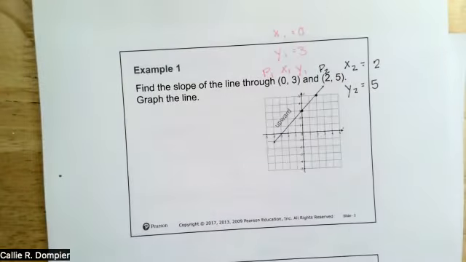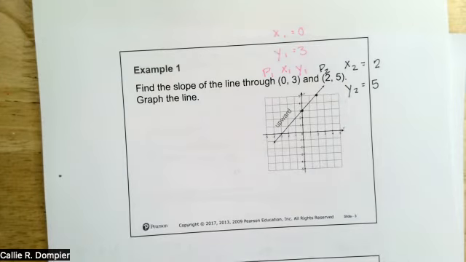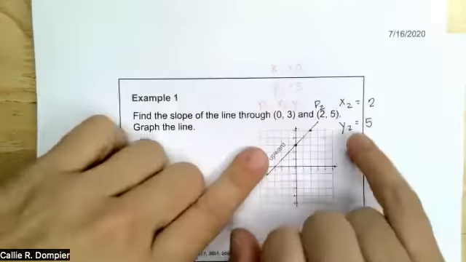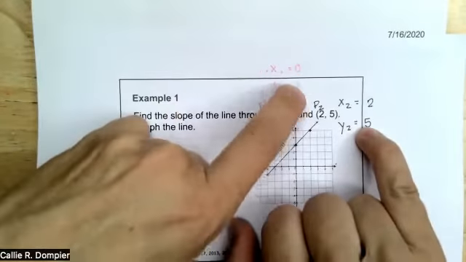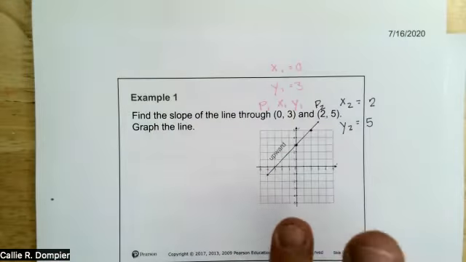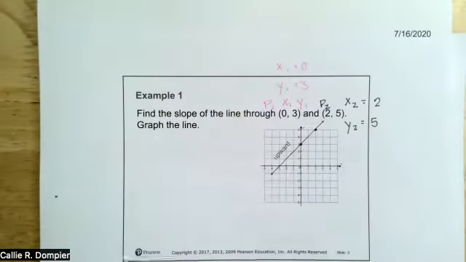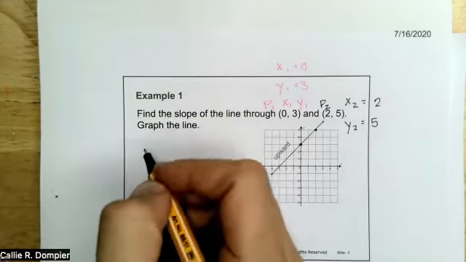It doesn't matter which one you choose as P1 and P2, but you do need to be consistent. Don't accidentally flip these and go 5 minus 3 and then 0 minus 2. That would be wrong, but choosing which one is which does not matter. Okay, so I'll write our slope equation again right here.